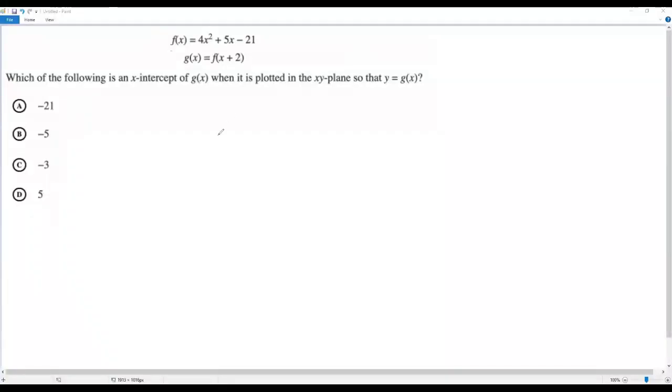Here we have a SAT math question. Okay, let's go to the information. f(x) equals 4x² + 5x − 21. g(x) equals f(x) + 2. Which of the following is an x-intercept of g(x) when it is plotted in the xy-plane so that y equals g(x)?